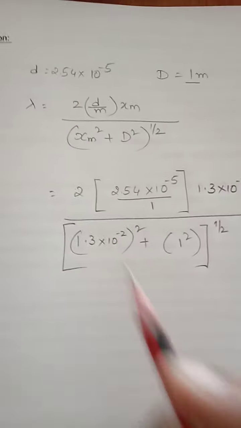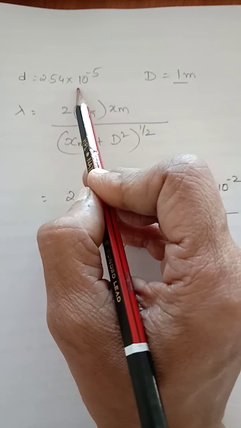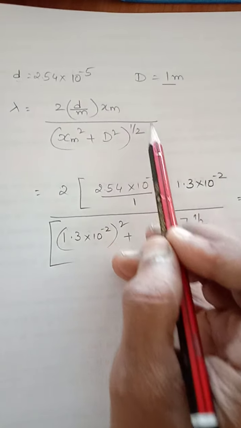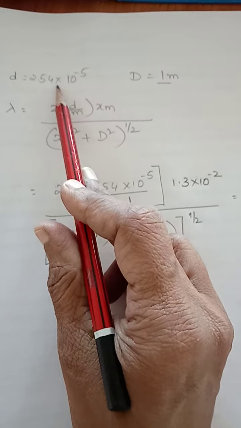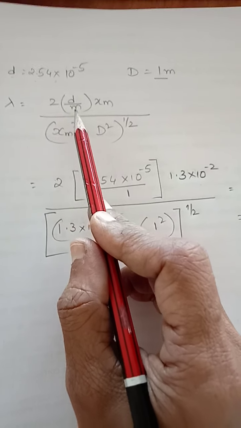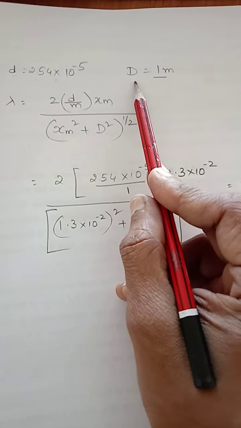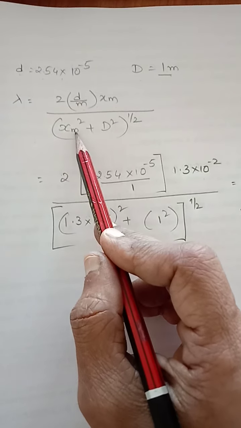Now we are going to see the calculations here. The value of d is given as 2.54 into 10 to the power of minus 5 and D is 1 meter. This is the formula which we are going to use. Small d is the grating constant. This is the constant value. M is the order for which you are calculating. D is the distance from the grating element to the screen. It is 1 meter, and Xm is the one which we have got from the values.